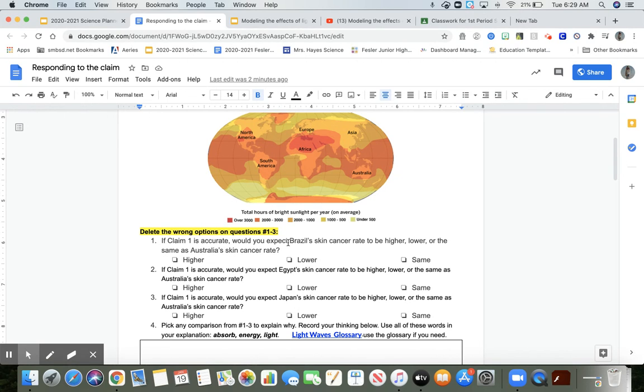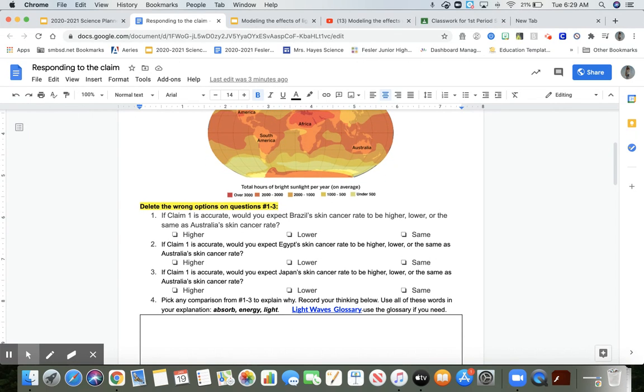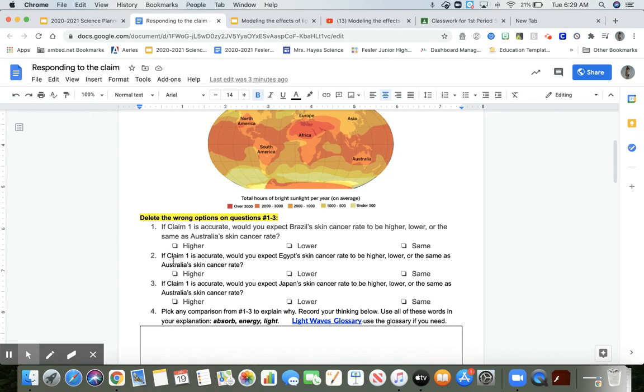If Brazil is a lighter color, then we'd expect it to have lower skin cancer. And if it is a darker color, then we'd expect it to have a higher. So that's how you use this little chart. If claim 1 is accurate, what would you expect Egypt's skin cancer rate to be, higher, lower, or the same as Australia's skin cancer rate?